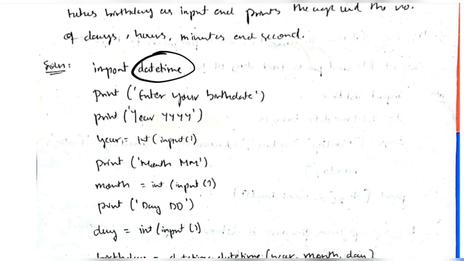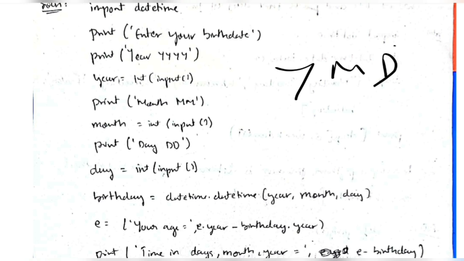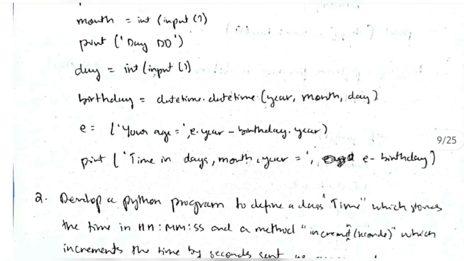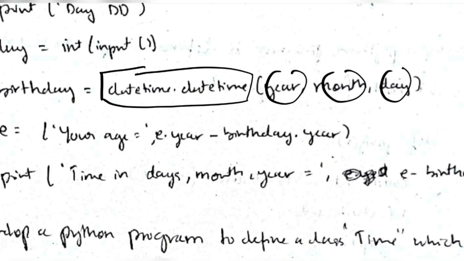This is the module which you are importing, datetime. Then print enter your birthday. Take it as an integer year. The same thing goes for month and day also. After you have taken the year, month and day, now this is to be converted to datetime. In datetime format, you convert by just passing year, month and day to datetime.datetime, and you store that somewhere, as birthday.